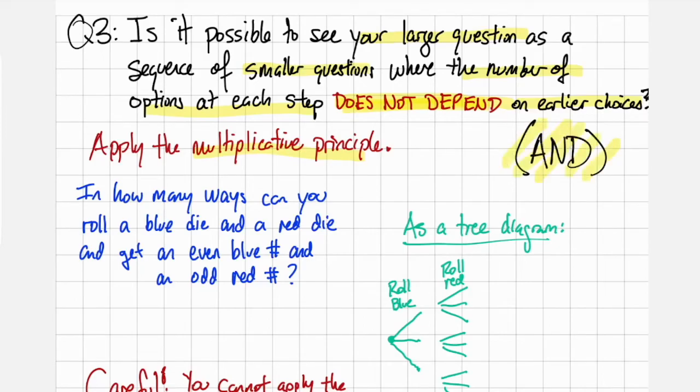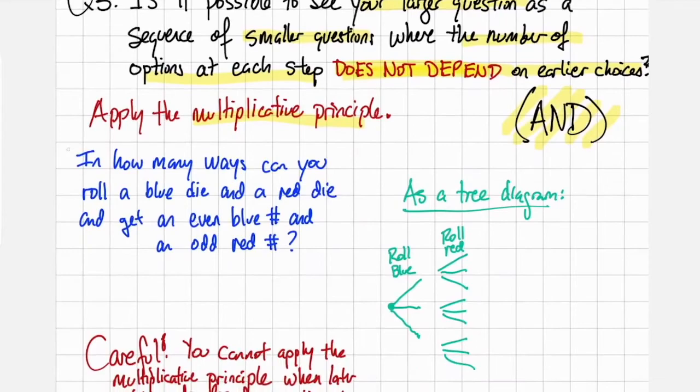If you see something where you need one thing and another, that's a clue that you would need to use the multiplicative principle. And so let's take a look at an example. In how many ways can you roll a blue die and a red die and get an even blue number and an odd red number?